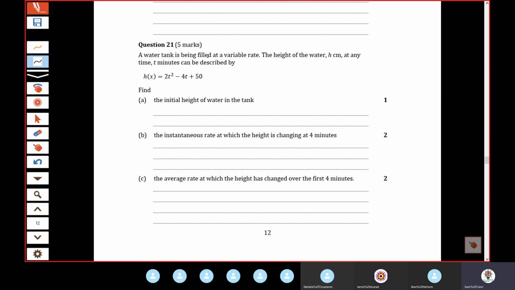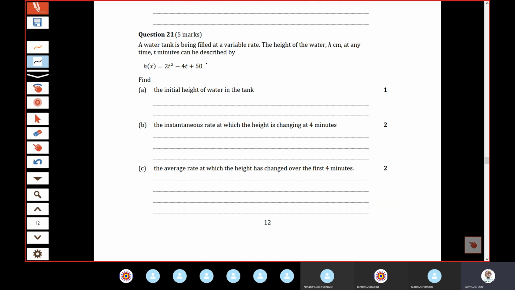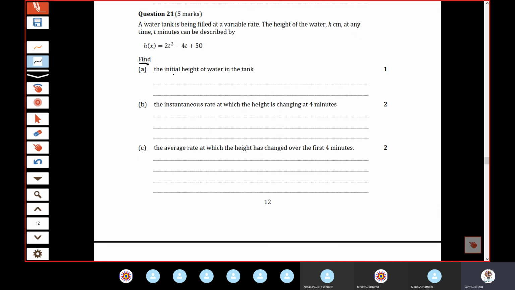A water tank is being filled at a variable rate. The height of the water at any time can be described by h of t equals 2t squared minus 4t plus 50. Please, Nikki, tell me your answer for find the initial height. What are we going to do?